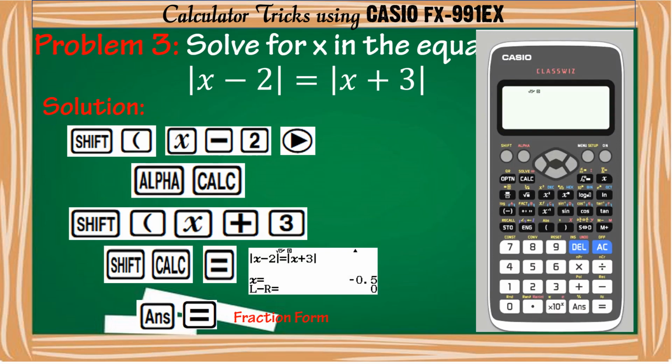So, we have shift, parentheses for the absolute value sign, x minus 2, arrow sign para lumabas, alpha calc for the equal sign, and then shift, parentheses, and then x plus 3, and then shift calc to get the final answer, which is negative 0.5. In fraction form, we press equals, which is negative 1/2.